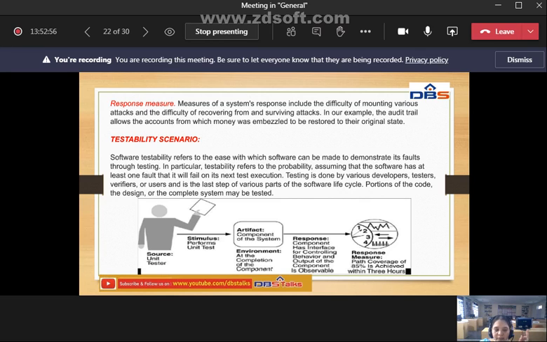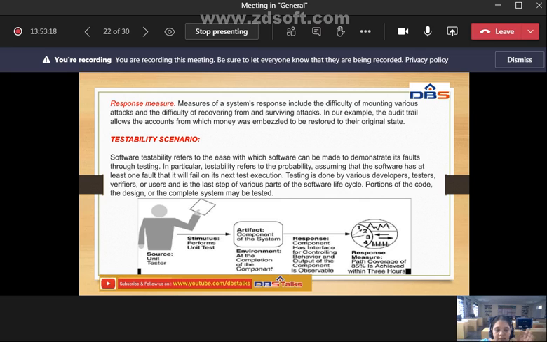Gathering the requirements. Next one, analyzing the requirements. Next, designing. Fourth one, creating. Fifth one, testing, and sixth one, deployment. So, these are the testing modules.